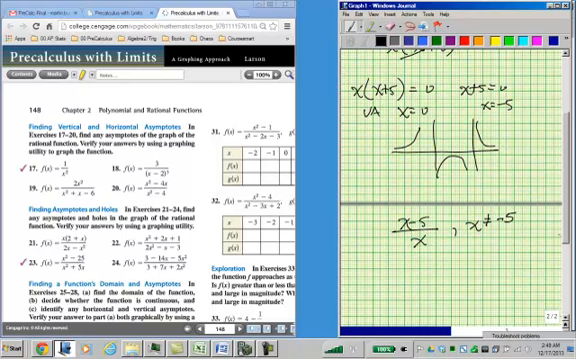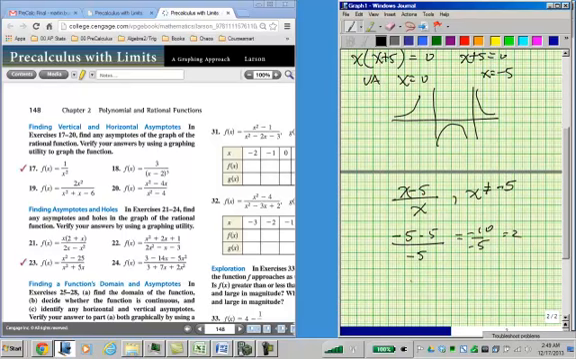Now, how do we know the y value? So we have a hole at -5. We're going to plug in x into the simplified form. So we put in -5 minus 5 over -5, and we're going to get -10 over -5, which is 2. So at negative 5, comma 2, there is a hole.